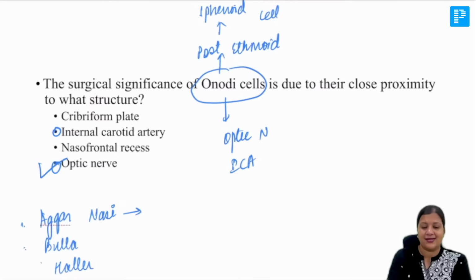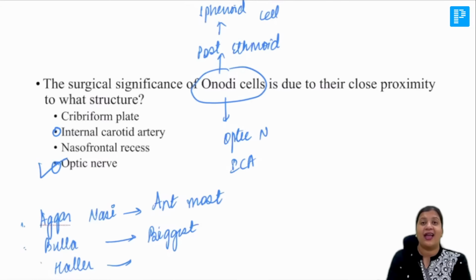Yes, I'm waiting for your answers. What is agar nasi? What is bulla ethmoidalis? And what is a Haller cell? Agar nasi is the anterior most ethmoidal air cell. Bulla ethmoidalis is the biggest ethmoidal air cell, and Haller cell is an infraorbital cell.